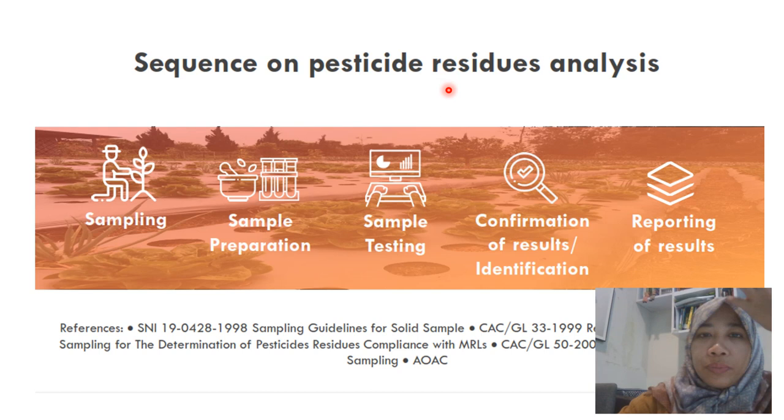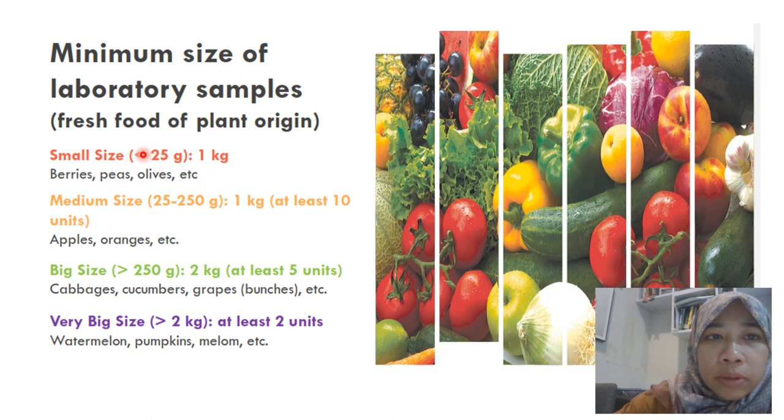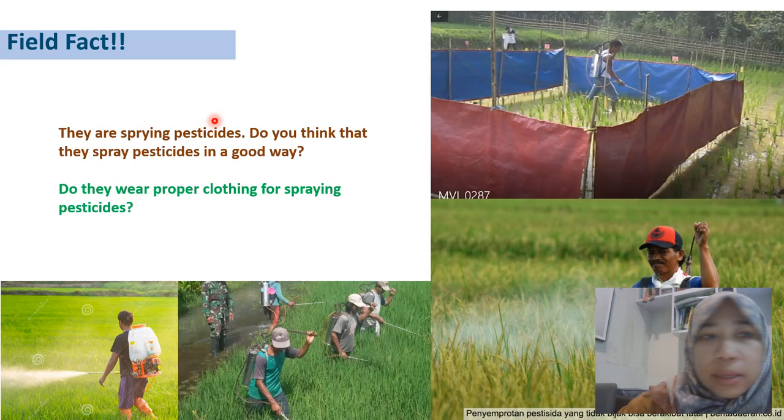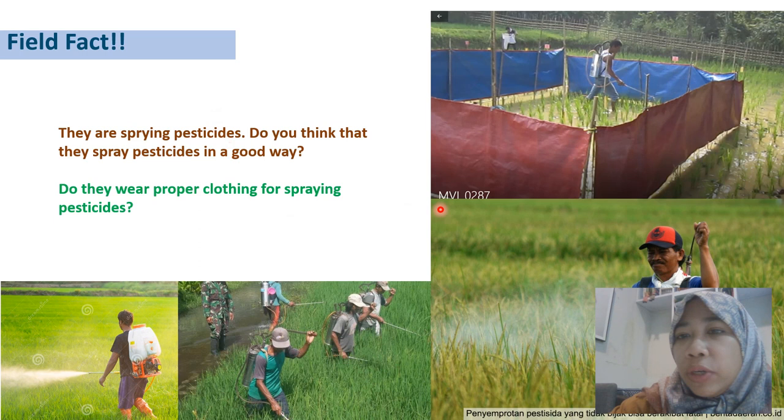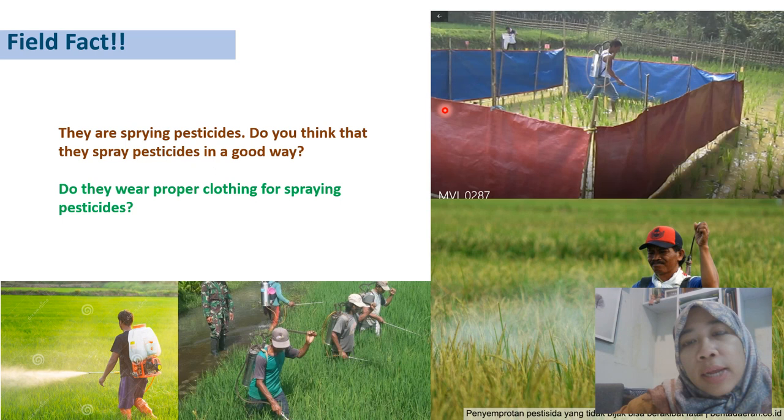So you already know about the minimum size of laboratory samples. Then we will talk about these pictures. This is about occupational health risk for farmers.